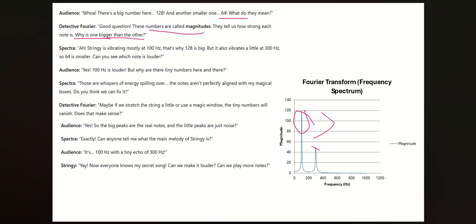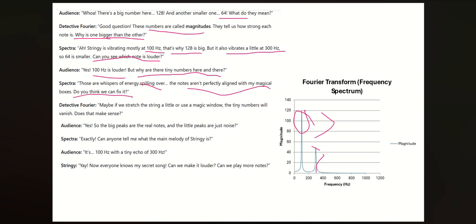A string is vibrating mostly at 100 hertz. That's why 128 is big, but it also vibrates a little at 300 hertz. That's why 64 is smaller. Can you see which note is louder? Yes, 100 hertz is louder, but why are there tiny numbers here and there? Those are whispers of energy spilling over. The notes are not perfectly aligned with magical boxes.